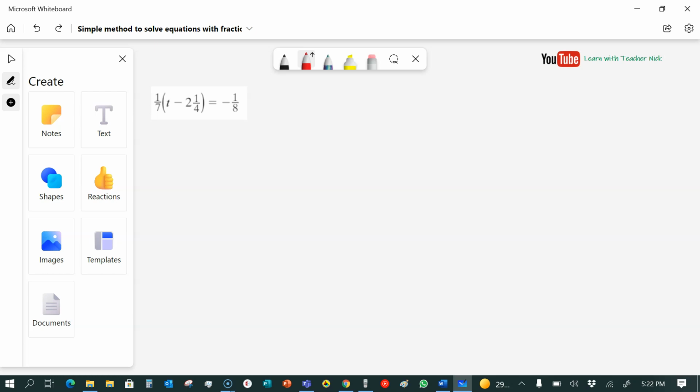So I'm going to rewrite this and change the mixed number into an improper fraction first. So I'm going to say 1 over 7 into t minus 2 times 4 is 8 plus 1, it's 9. So that one is the same as 9 over 4. This is very important. And then this is equal to negative 1 over 8.